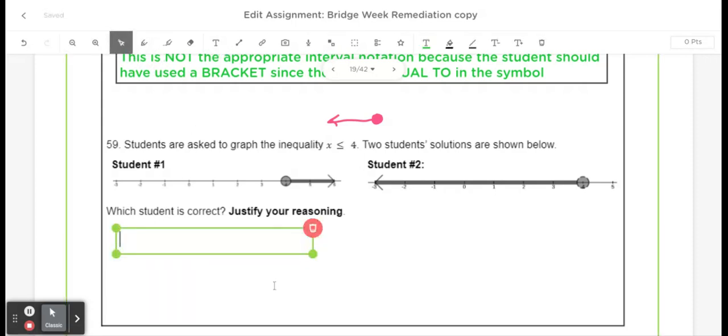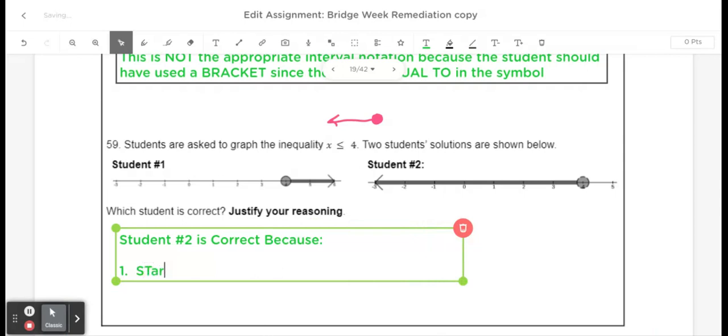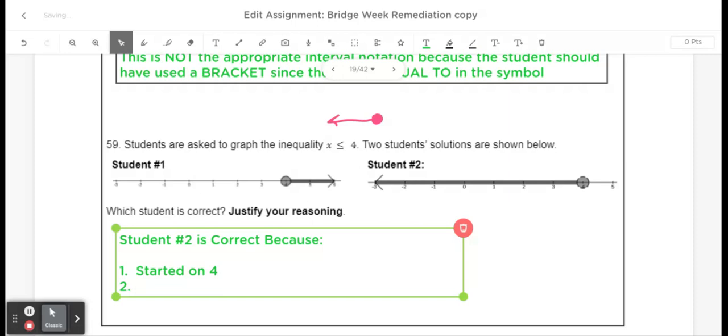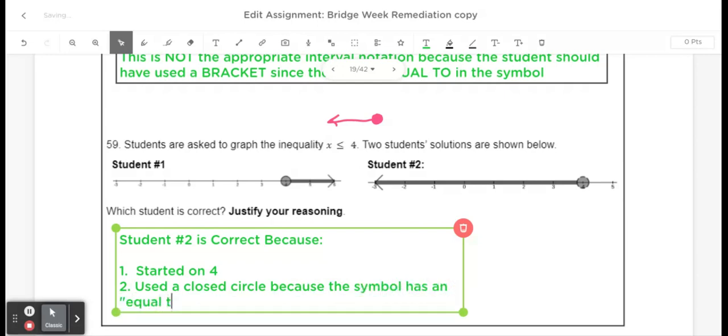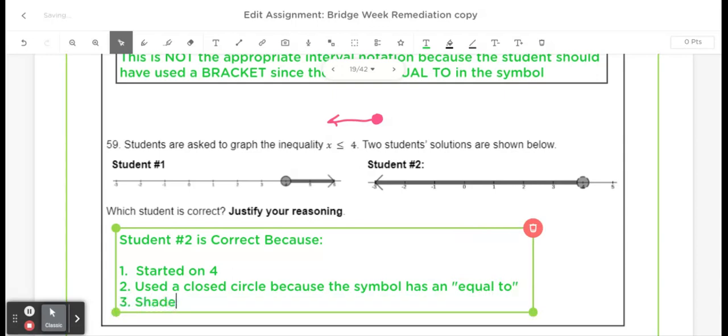So I need to explain how I know that student number 2 is correct. So I would say student number 2 is correct because, number 1, they started the graph in the right spot. They started on the number 4. Number 2, they used a closed circle because the symbol has an equal to, right? It's got an underline. And then last, they shaded to the left because the symbol is a less than.